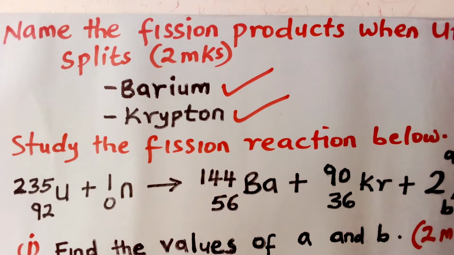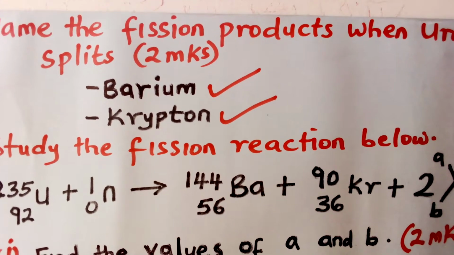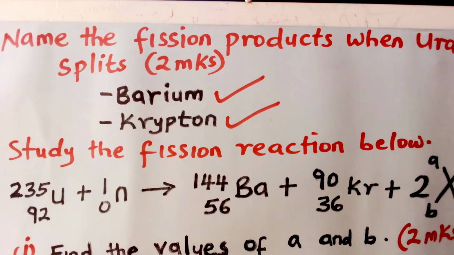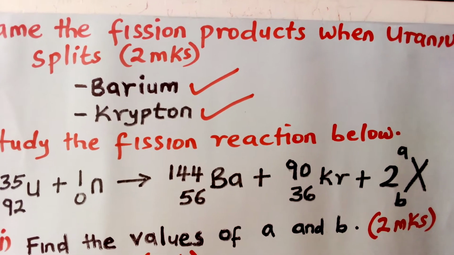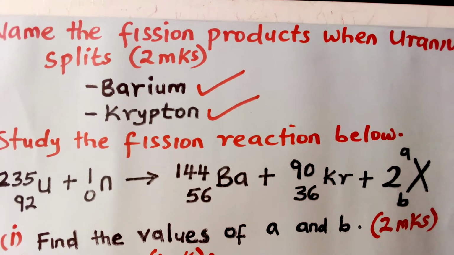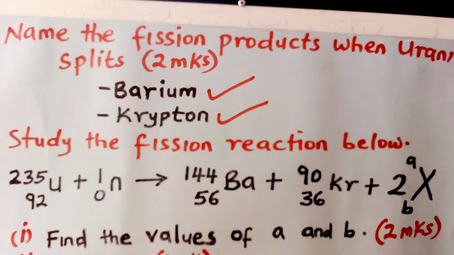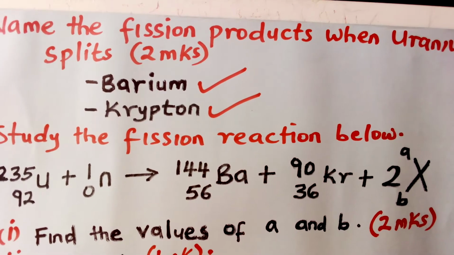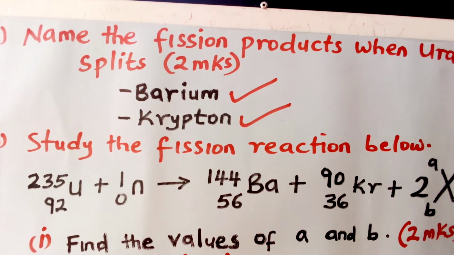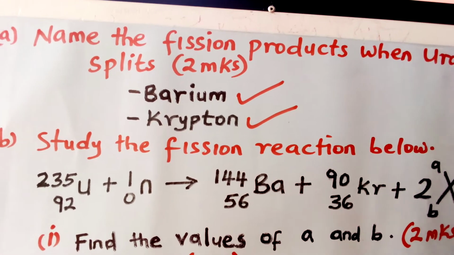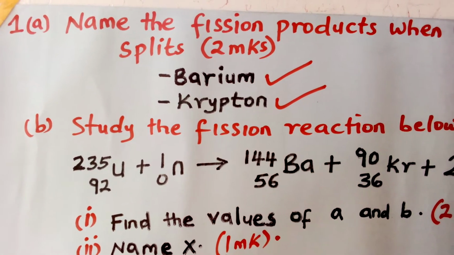When uranium splits, first of all, there is need for a neutron. A neutron hits the uranium atom, and then the products are barium and krypton, which are the main fission products. But there are also other things. More neutrons are also produced and energy is also released. But when they want the fission products here, they want the main ones. So the main fission products when uranium splits are krypton and barium. They just wanted you to name them, not write the equation.